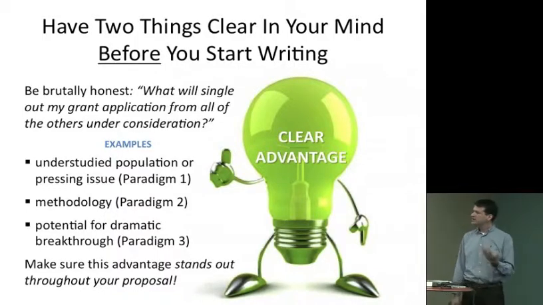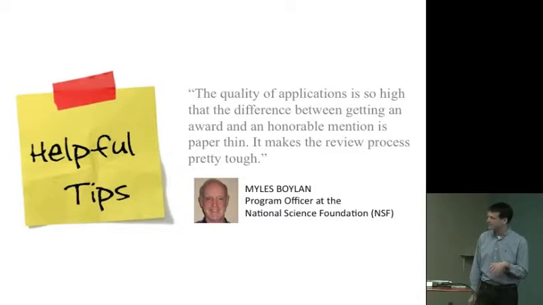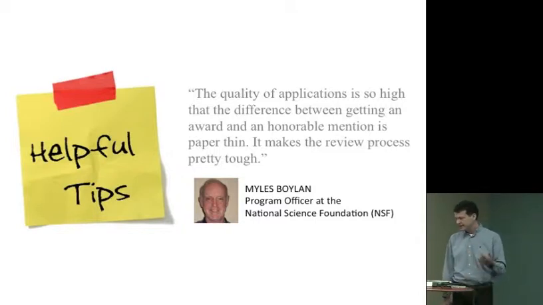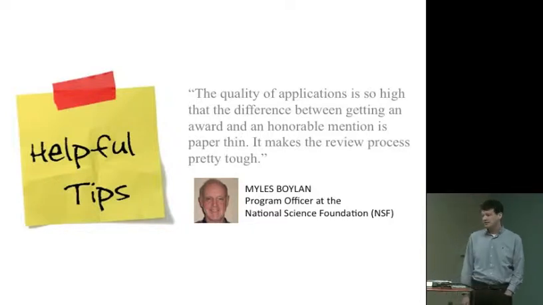Make sure this is front and center in your proposal. Here are some quotes from people from NSF who visited the campus a few weeks ago. Miles Bolin, who looks at grants for people studying undergraduate STEM, says, honestly, the quality of applications is so high that the difference between getting an award and an honorable mention is paper thin. It makes the review process pretty tough. In other words, he's saying this is fine art. The difference is very, very thin. There's variability in that, but it's a fine art. You really need to think about the margins and the edges.